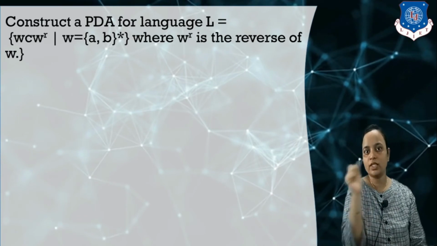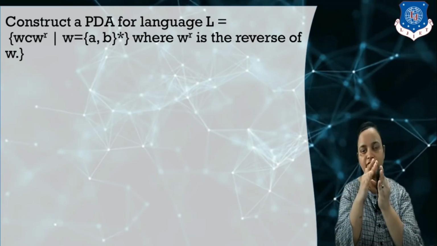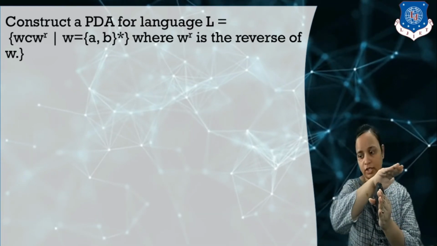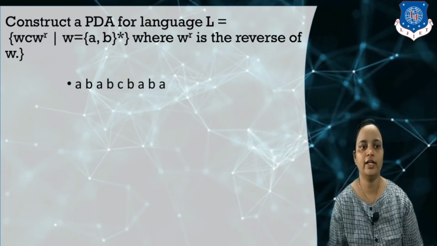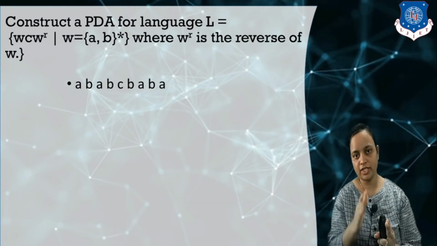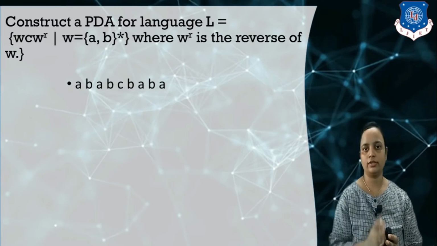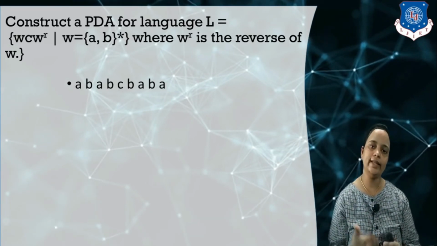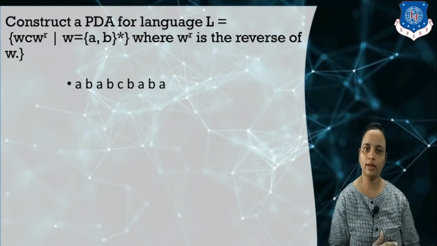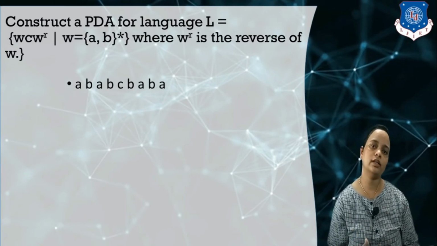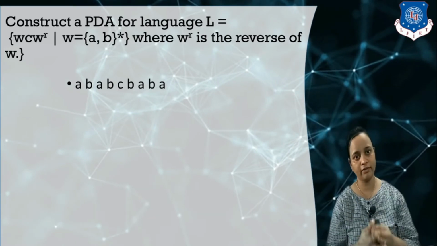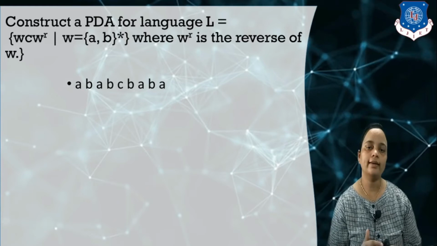C is the separation between these two terms. After C, if the string is valid, it is the reverse of the first term. So here I have taken the first valid string, ABC, and after C its reverse, BA. Now I want to design the transitions for the PDA which accepts this string. How can we check whether this given string is valid for this language? We need to understand the patterns first.